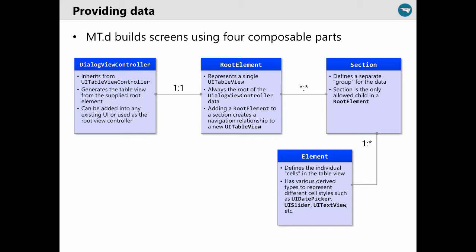The root element represents a table view. And inside the root element, you will have sections, and each section will have a group of elements. The elements themselves actually represent the table cells that are going to present data to the user. And so these would be things like strings, date containers, sliders, Boolean switches, things like that that the user would then be able to visually see and interact with.